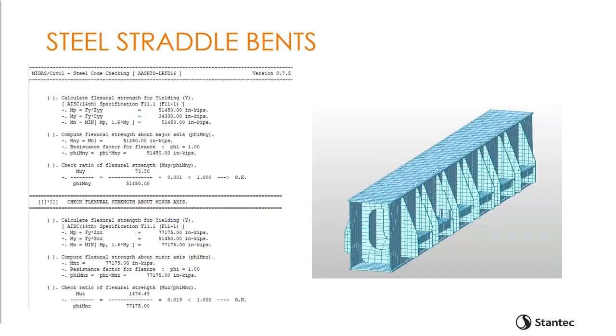So moving on, we found the MIDAS Civil code check feature, which checks the steel sections per the AISC manual, to be very handy. This is a very useful feature which checks all the AISC manual requirements and gives a concise output to have in your calculation book. The most challenging part apart from designing was coordinating with the fabricator, and keeping in mind the availability of the material and limits of their construction was a critical part of the design process. Needless to say, there were a lot of iterations before we finally pinned down the geometry of the straddle bends.